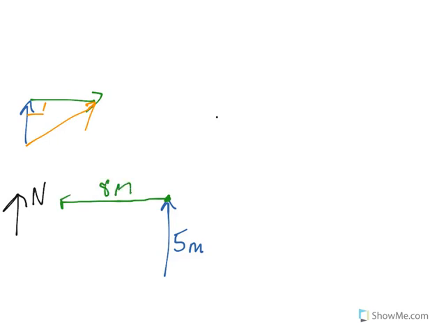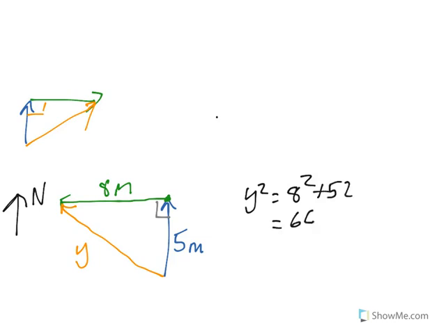So the sum of these, and in your notes I've used the letter y to denote that. That's the length of that. And because that's a right angled triangle, we use our old friend Pythagoras, which is a squared plus b squared equals c squared. So y squared equals 8 squared plus 5 squared. So that's 64, 5 squared, not 52. There we go. Let's write that again.